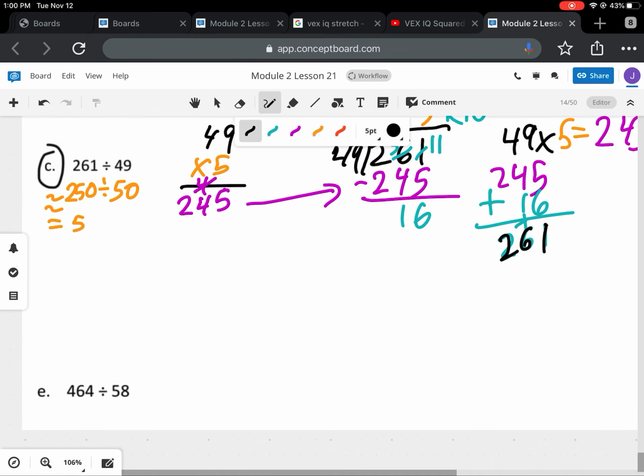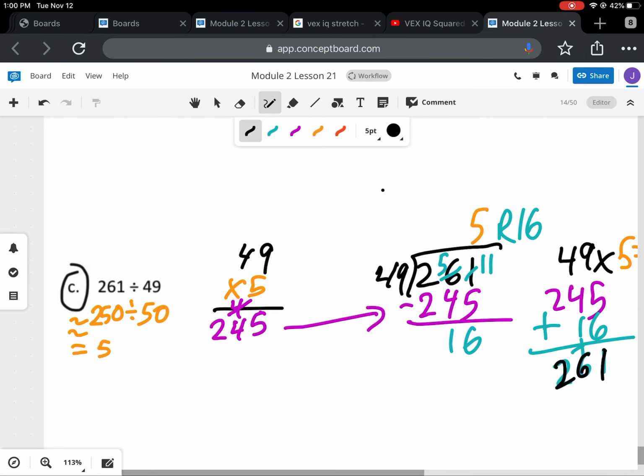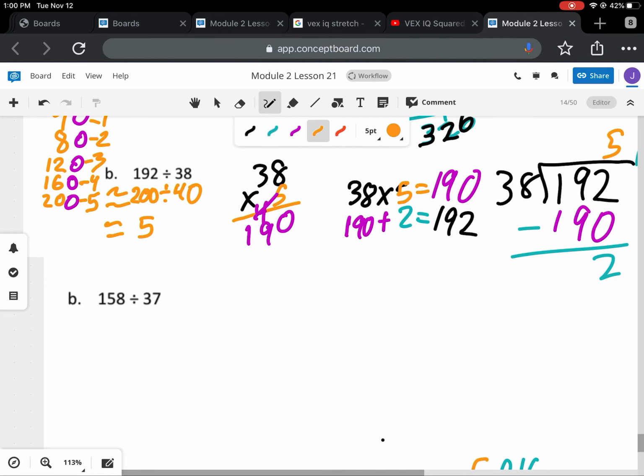Alright, I won't do that problem because that problem is the one that we need to do for homework. So hopefully that's enough help. Remember that it could be higher or it could be lower. So for instance, if this number 245 was too much, then I would go to 49 times 4. If it was too little, I would go to 49 times 6. Okay, but it was just right.